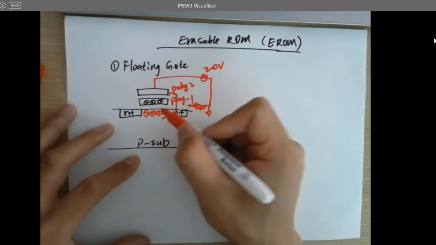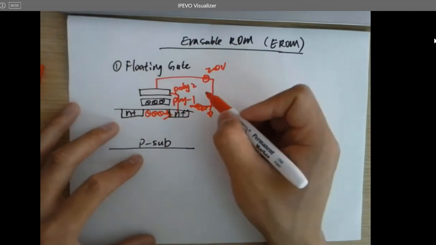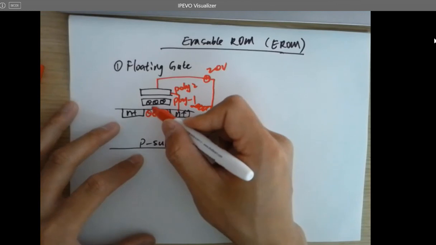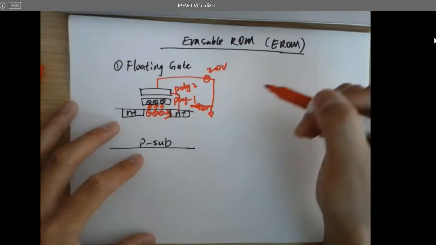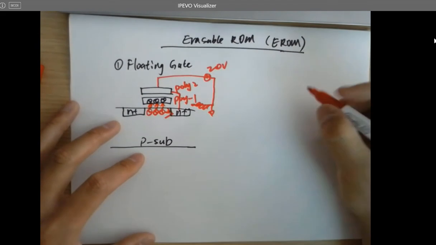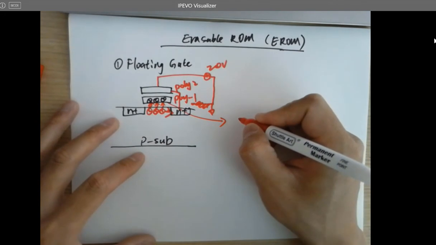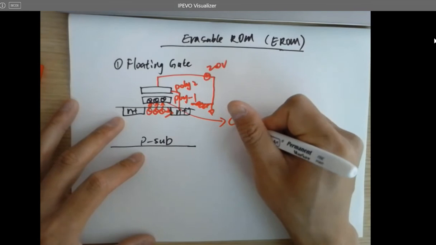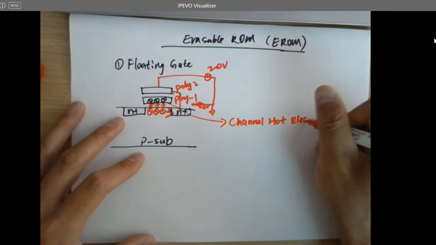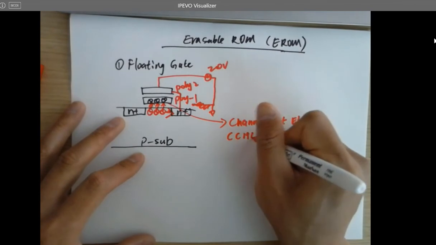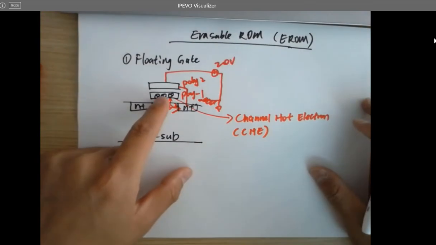And because the electrons are being attracted or are flowing in a pretty strong electric field, some of the electrons will just jump into the poly 1 layer and be trapped in poly 1. These electrons are called CHE, channel hot electrons.